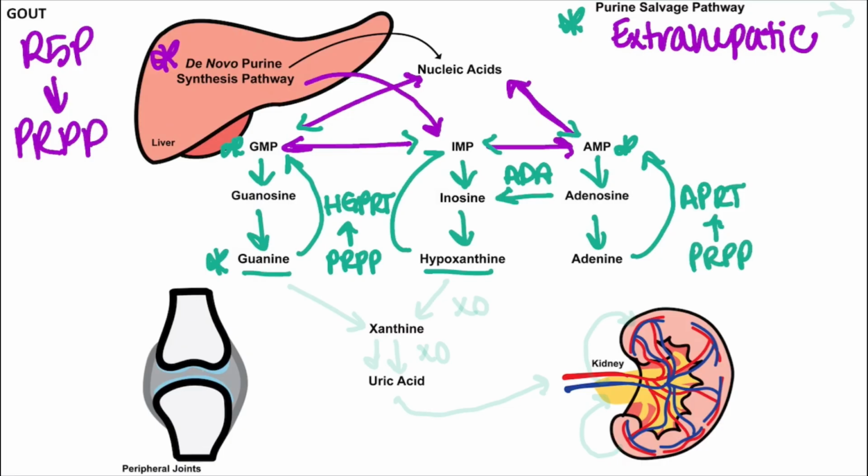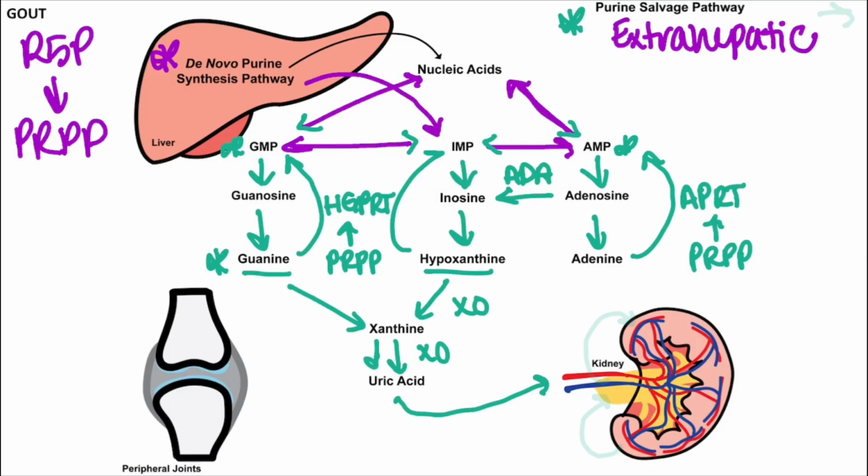However, if there is an excess of these nitrogenous bases that do not need to be salvaged, then xanthine oxidase will come in and convert hypoxanthine to xanthine, and then eventually xanthine oxidase will convert it to uric acid, where it will then travel to the kidney for excretion. Now, guanine can also be converted to xanthine via a different enzyme, but then will be funneled through the same arm with xanthine oxidase to form uric acid.